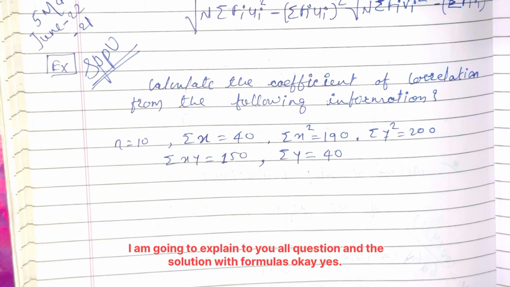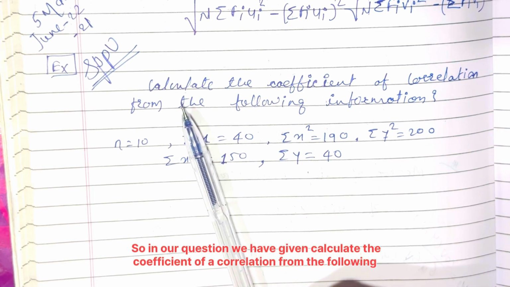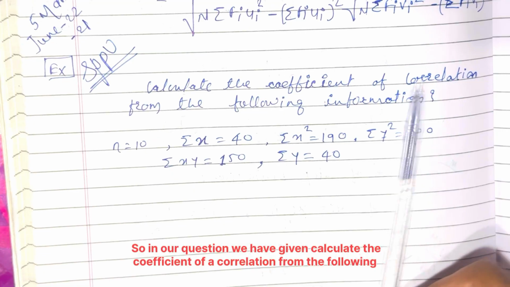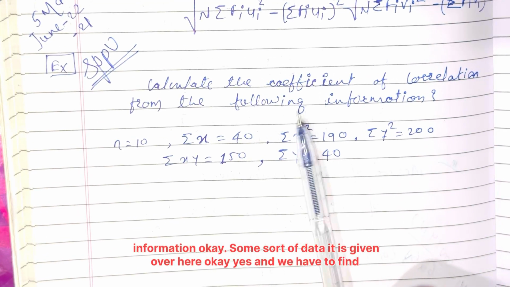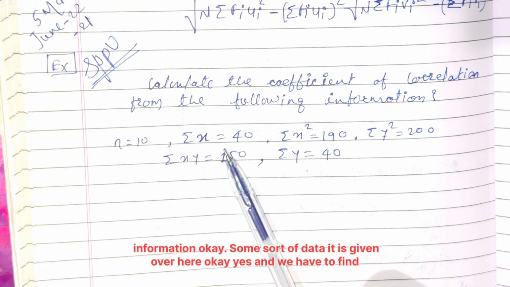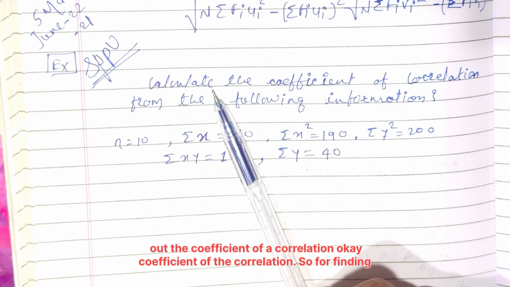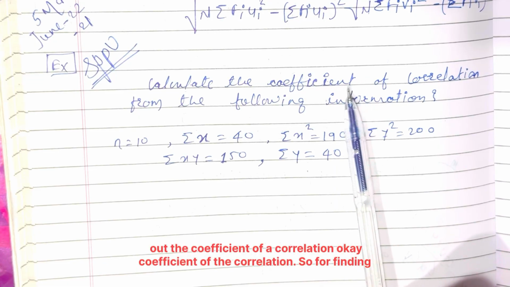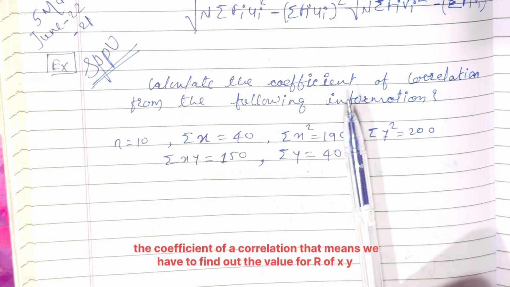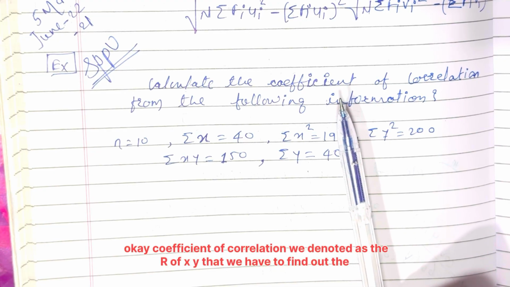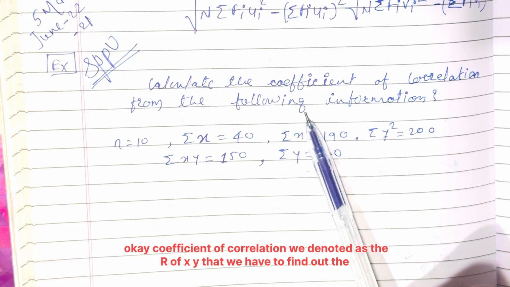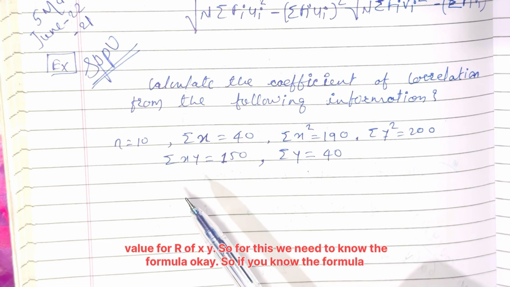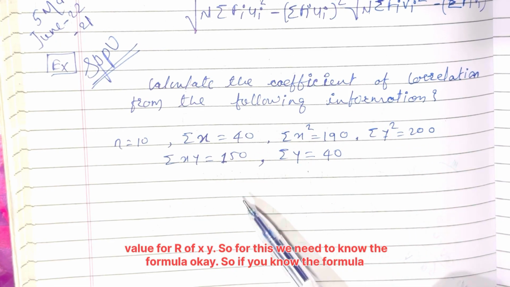I'm going to explain the question and the solution with formulas. In our question, we are given: calculate the coefficient of correlation from the following information. Some data is given, and we have to find the coefficient of correlation. That means we have to find the value of r of xy. We denote the coefficient of correlation as r of xy. For this we need to know the formula.